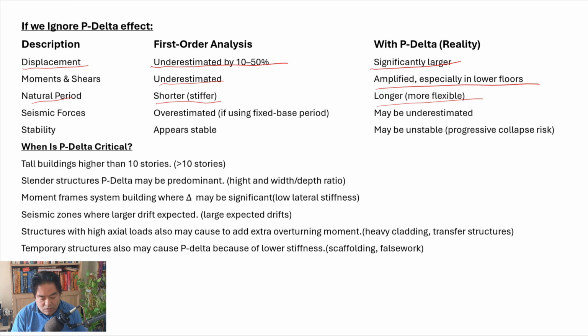Seismic forces will be overestimated if we ignore the P delta effect in first order analysis, but may be underestimated compared with reality, that is second order analysis. Stability also appears stable, but may be unstable, and progressive collapse risk is also there in the case of a model where we ignore the P delta effect.